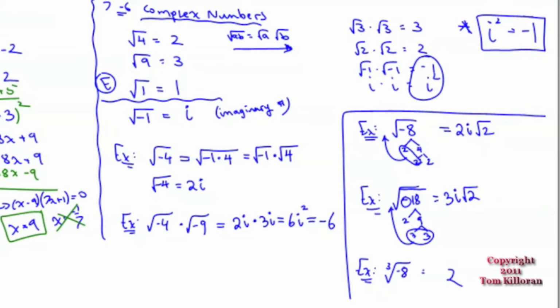So be careful of the index. The cube root of -8 is not an i. It's only square roots that give you the i.